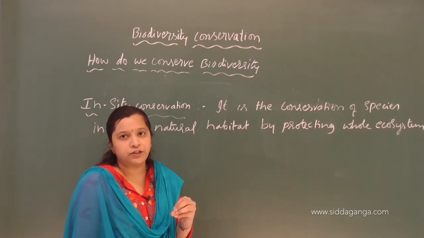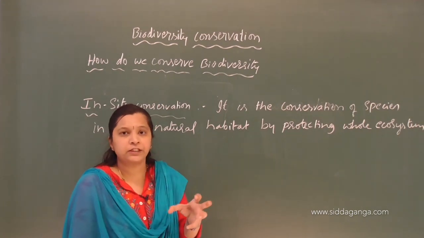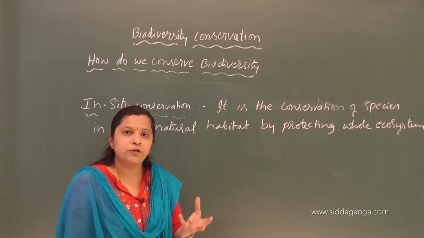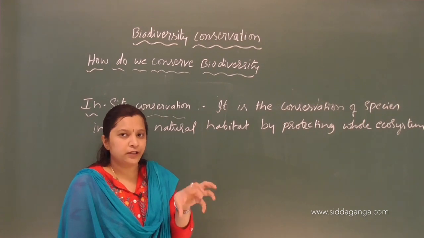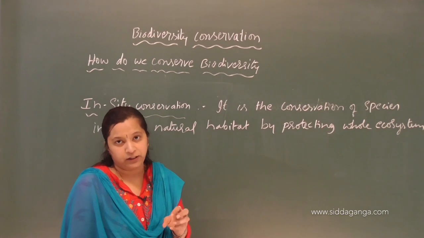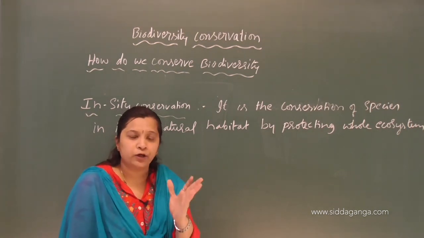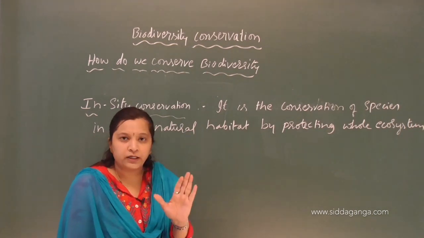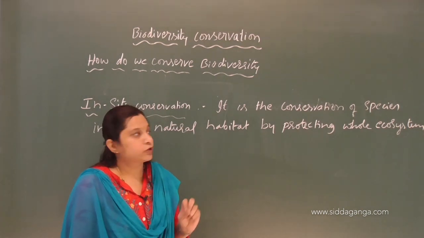Here, in in situ conservation, either a single species or an assemblage, that means a group of species, and biodiversity-rich areas are identified, because it is economically not feasible to protect the whole biological wealth or all the existing ecosystems. The areas with the richest biodiversity are identified, and they are legally protected and maintained. That is what in situ conservation. It is very simple: the species are protected or conserved in their natural habitat, by protecting their entire habitat, the whole ecosystem.